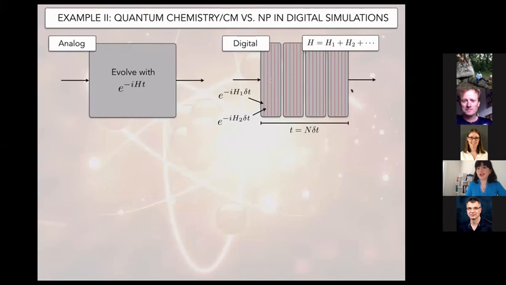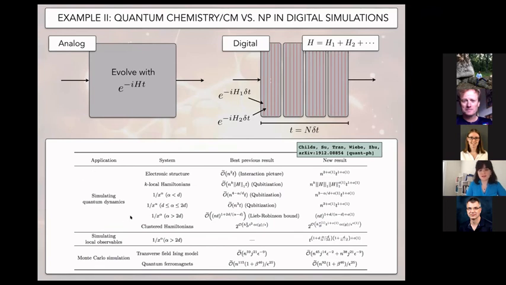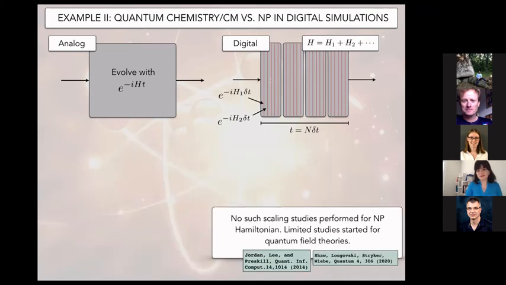In a digital setting, digital means that you have to digitize the time evolution operator. This is usually done with the Trotter-Suzuki expansion of the time evolution operator. However, this is not necessarily efficient for all sorts of problems. There has been quite a lot of progress in looking into more efficient algorithms for digitization of the time evolution operator for different systems, given the structure of interactions. And as far as I know, there haven't been any such comprehensive scaling studies performed for nuclear physics Hamiltonians.